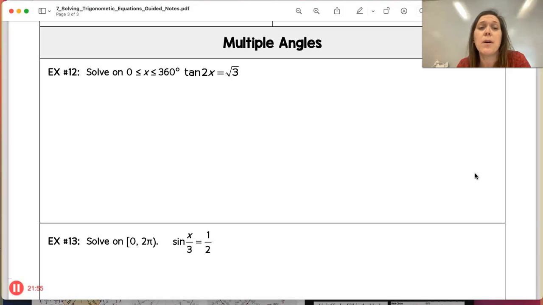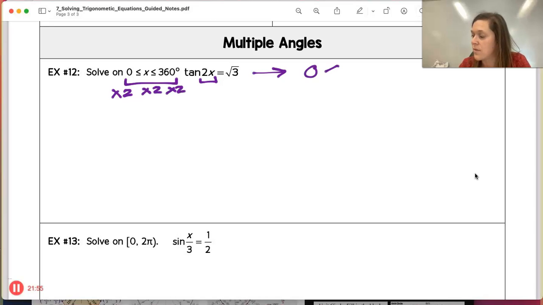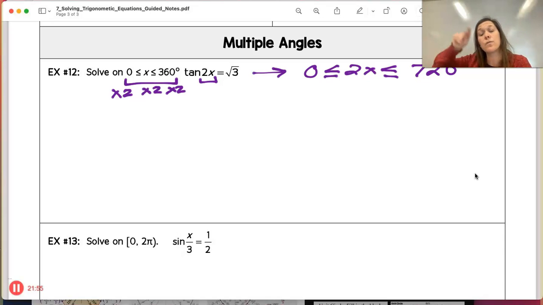So now what's interesting with the multiple angles is the multiple angles are going to change your domain. So right now it's telling me that I want to solve this equation within the domain of x being between 0 and 360 degrees. But my x here attached to the tangent is not a single x, it's a double x. So that's going to change your domain, which means I have to double everything within my domain. So now my new spread is going to be from 0 to 720. So now I'm going to do it for 2 full rotations. So now I need to get answers for 2 full rotations.